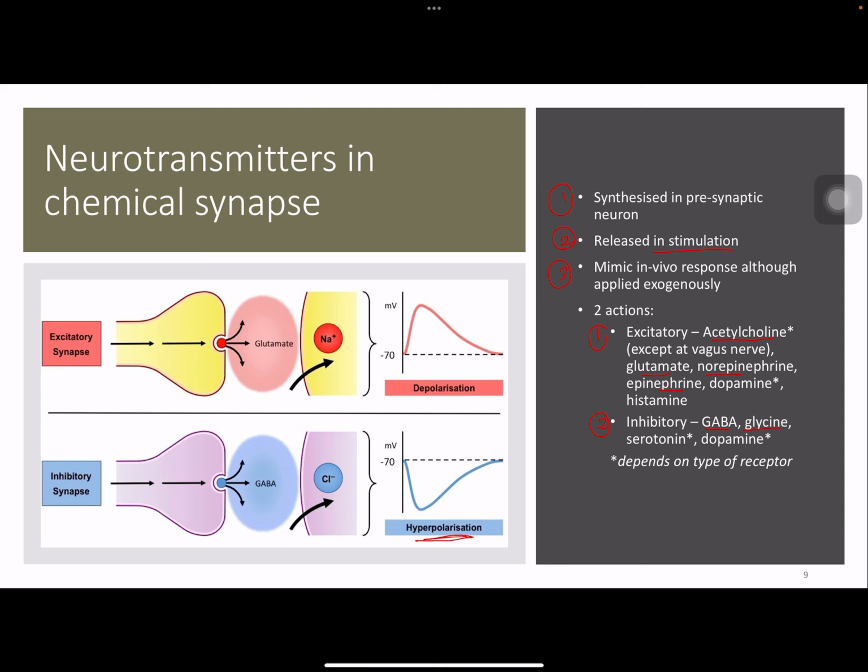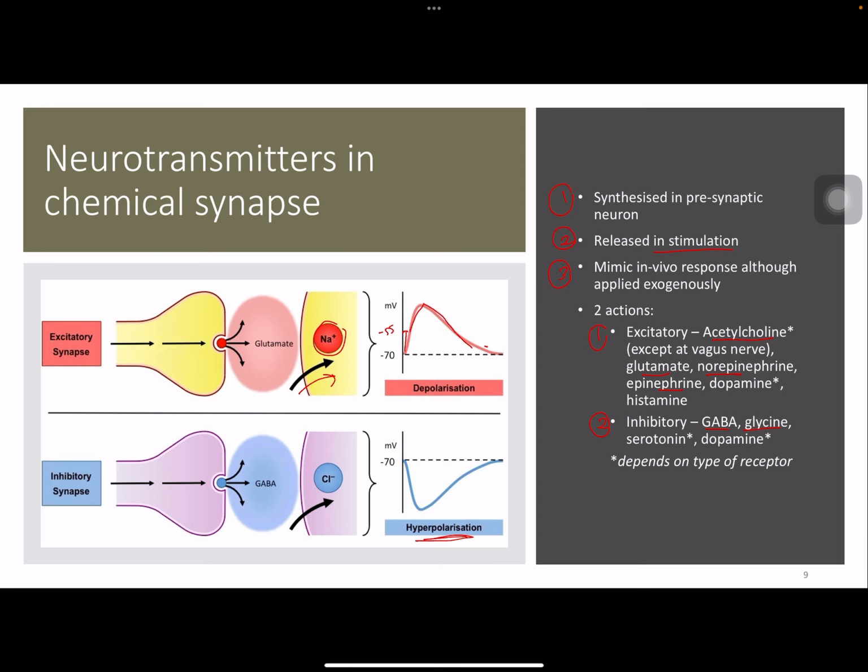So what happens with the excitatory neurotransmitter is that it actually opens the cation channels, for example the sodium channels, so that the sodium goes in, and when the sodium goes in, the membrane potential of the postsynaptic neuron becomes less negative, and once it reaches negative 55, an action potential will fire.